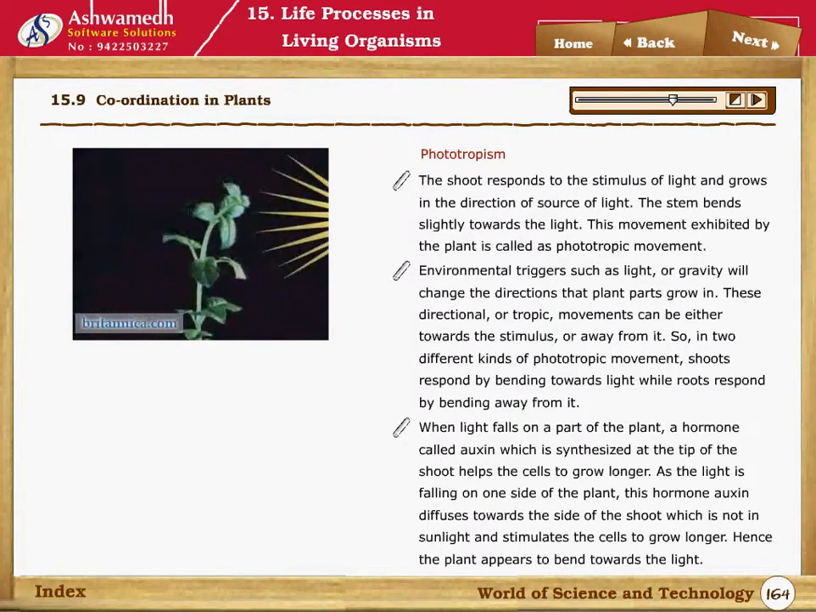When the light falls on a part of the plant, a hormone called auxin, which is synthesized at the tip of the shoot, helps the cells to grow longer. As the light is falling on one side of the plant, the hormone auxin diffuses towards the side of the shoot which is not in sunlight, and stimulates the cells to grow longer. Hence, the plant appears to bend towards the light.